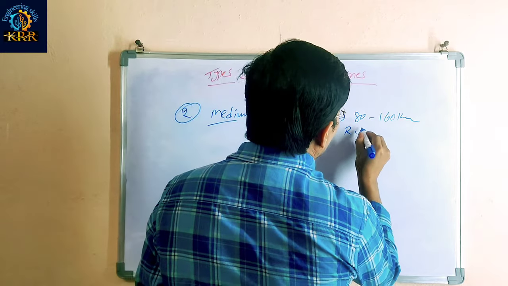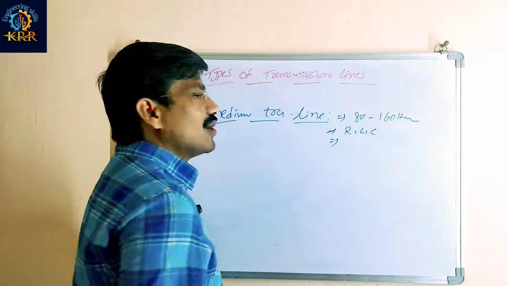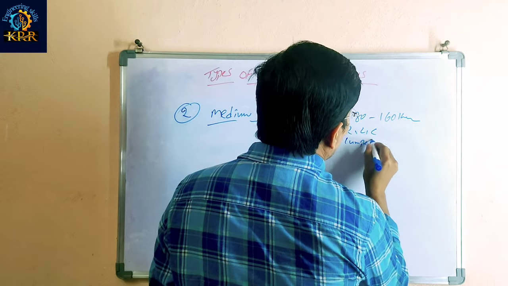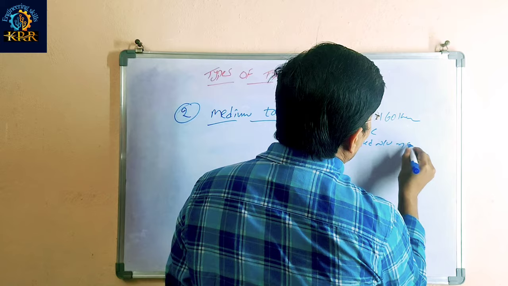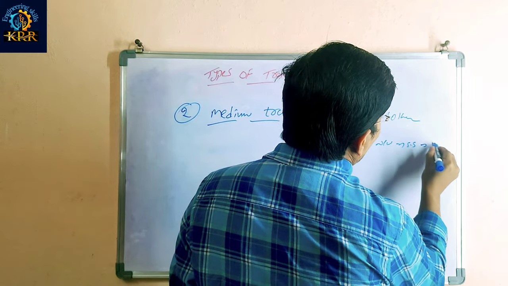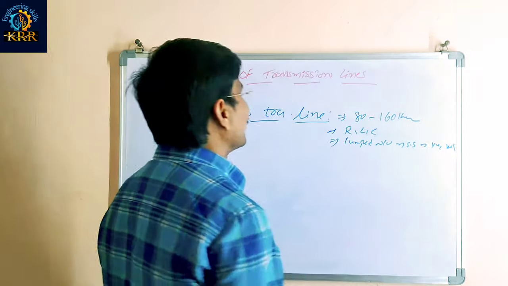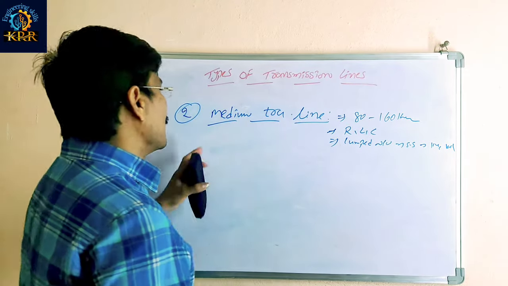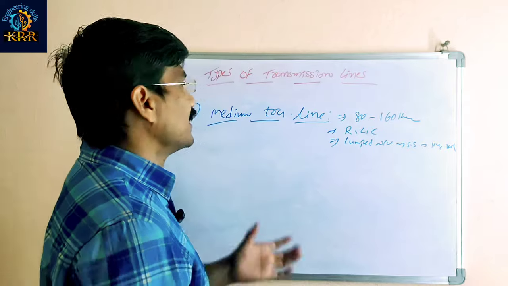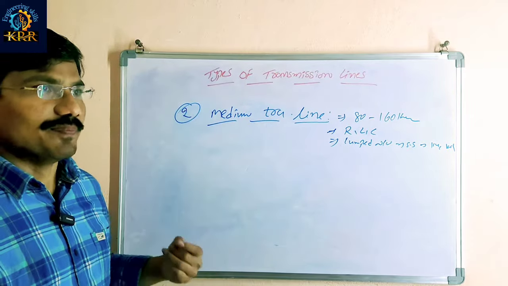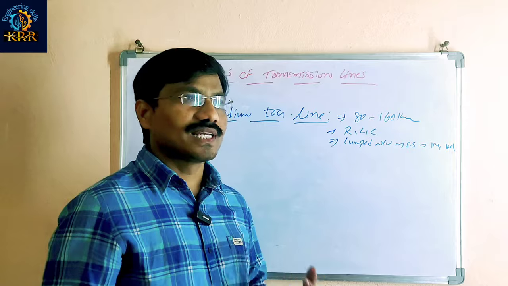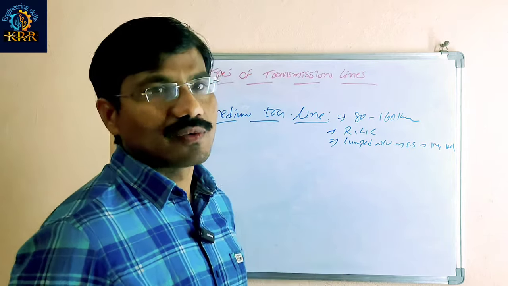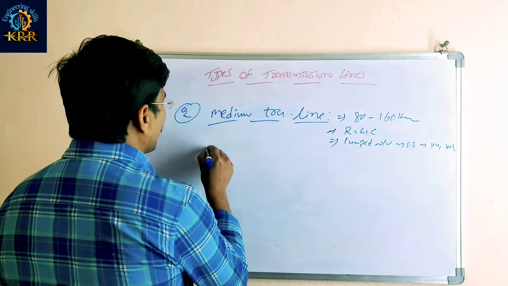Here we consider resistance, inductance and capacitance. Here also it is a lumped network, with the help of steady state. With KVL and KCL, we can calculate these unknown values. In medium transmission lines, based on the capacitance location, we can classify four network models.